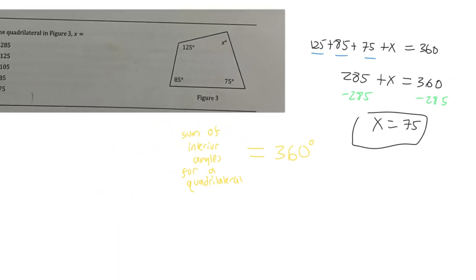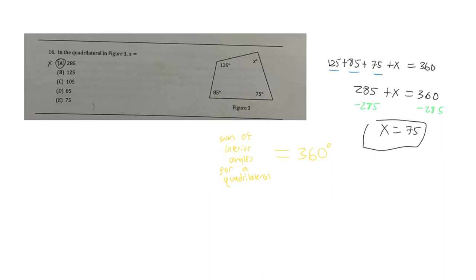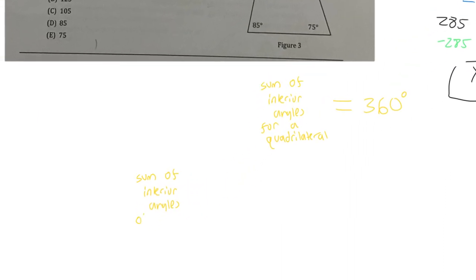Now, a couple things. Number one, for my student watching, you could simply memorize the fact that the sum of interior angles for a four-sided figure is 360. You could also recognize that the sum of interior angles of any polygon is based off of this formula, where it's literally going to be n minus 2 times 180.